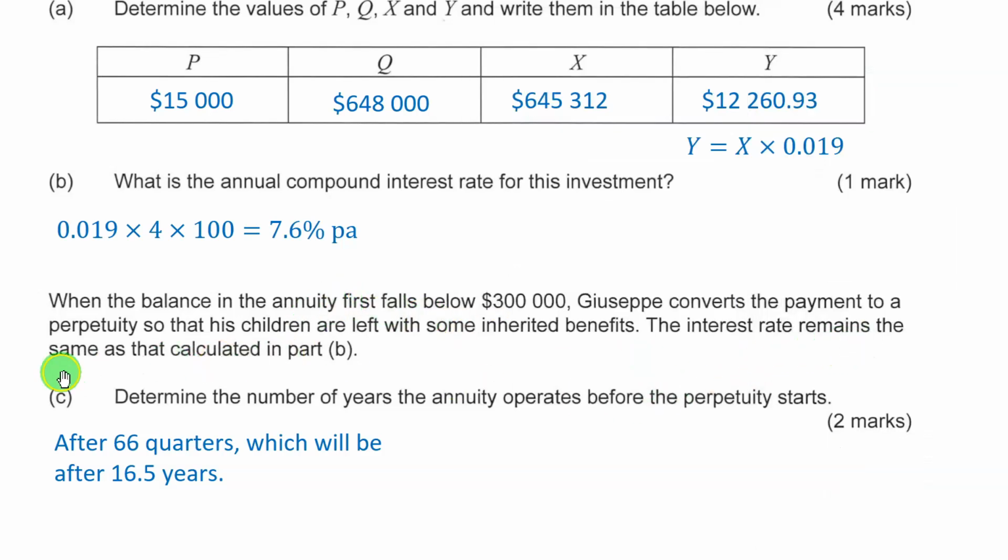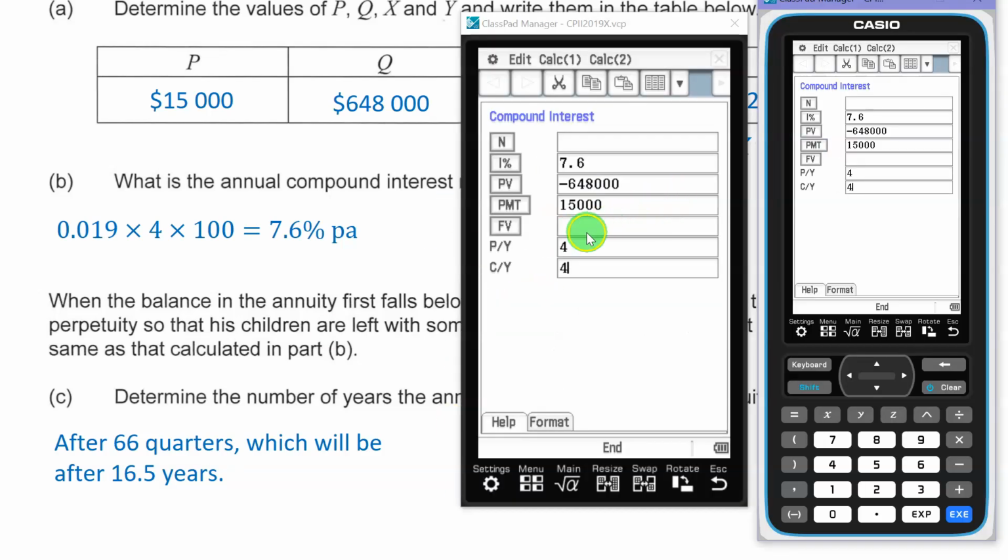The interest rate remains the same as in part B, so 7.6, and the annuity is quarterly. So yep, we're all good. And the future value, we want to know when the future value falls to 300,000. That'll be positive because at that stage we could take the money out of the bank, put it in our pocket and go off and have a bit of a holiday or something.